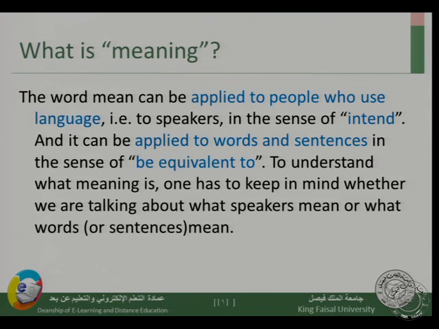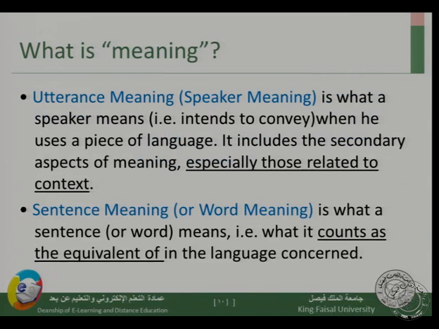Are we talking about what the speaker means or what the words and sentences mean? From this we are going to give two definitions. The first one is utterance meaning, or speaker meaning, which is what a speaker means. In other words, what he intends to convey to the listener when he uses, of course, a piece of language.